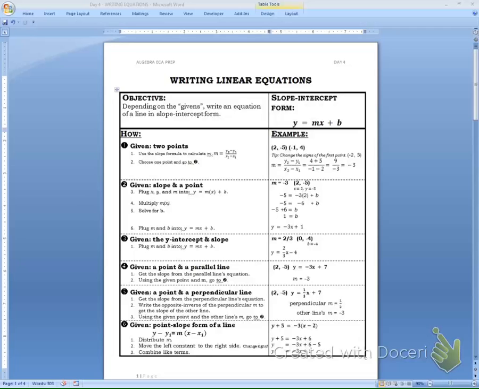Let's review again what slope-intercept form is. It's y equals mx plus b. And hopefully you remember that the m stands for the slope of the line. Slope. And b is your y-intercept, or what you use to find your y-intercept. Now your y-intercept is actually a point.